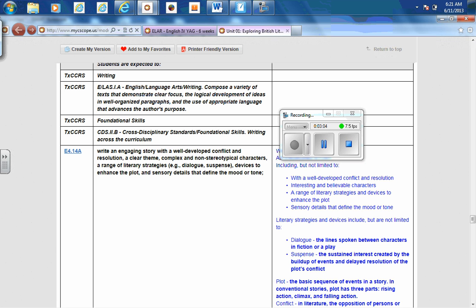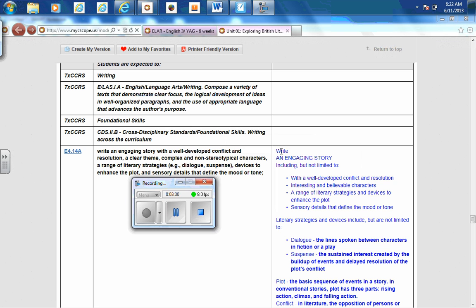This is what the state of Texas says you will learn. We're going to work primarily these first two days of my class with English 14A. Write an engaging story with a well-developed conflict and resolution, a clear theme, complex and non-stereotypical characters, a range of literary strategies, dialogue, suspense, and devices to enhance the plot, and sensory details that define mood or tone.